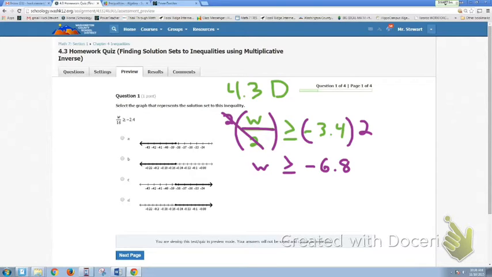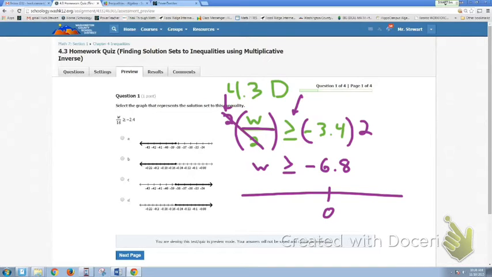And I don't switch the direction. Some of you might be thinking, Mr. Stewart forgot something, but I didn't. You only switch the direction if you multiply or divide by a negative. Since I multiplied by a positive, there's no need to switch the direction. So now w is going to be strictly just larger than or equal to negative 6.8.